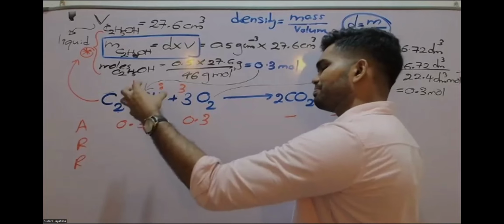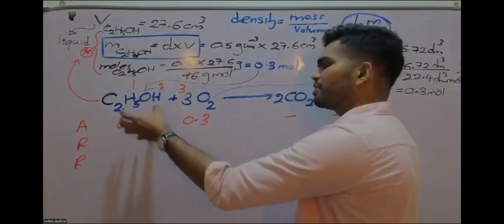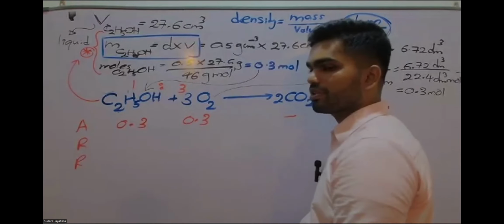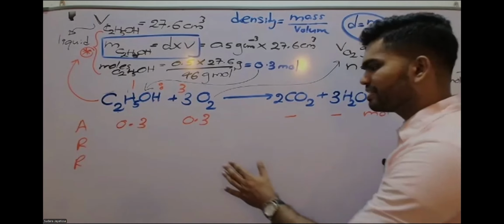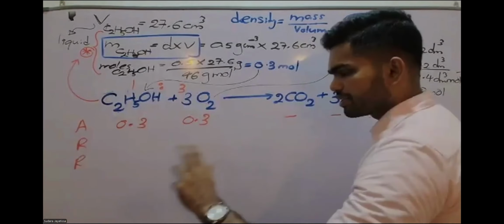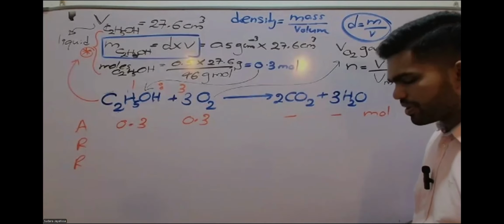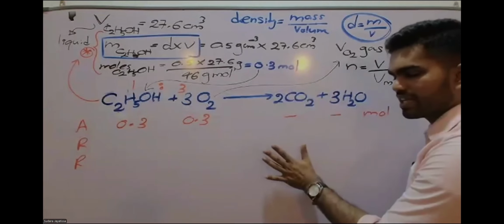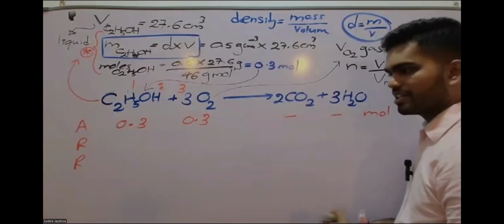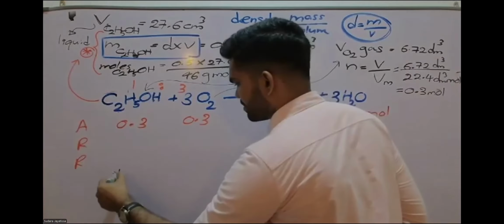To react with 0.3 moles of ethanol, you will be needing 0.9 moles of oxygen. We don't have that much. Understood? Do you remember the two sentences we are writing? I'm going to write it here as well, but I'm going to erase that one later, so you can write it with me. The two sentences are really important.